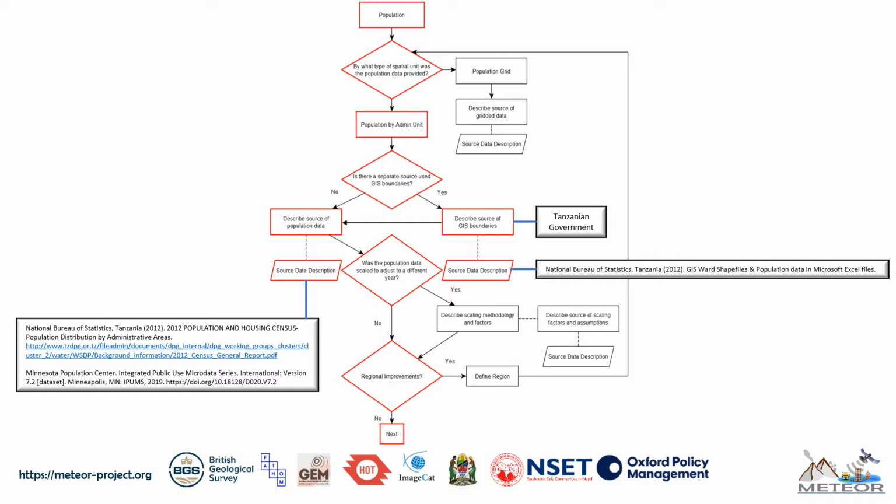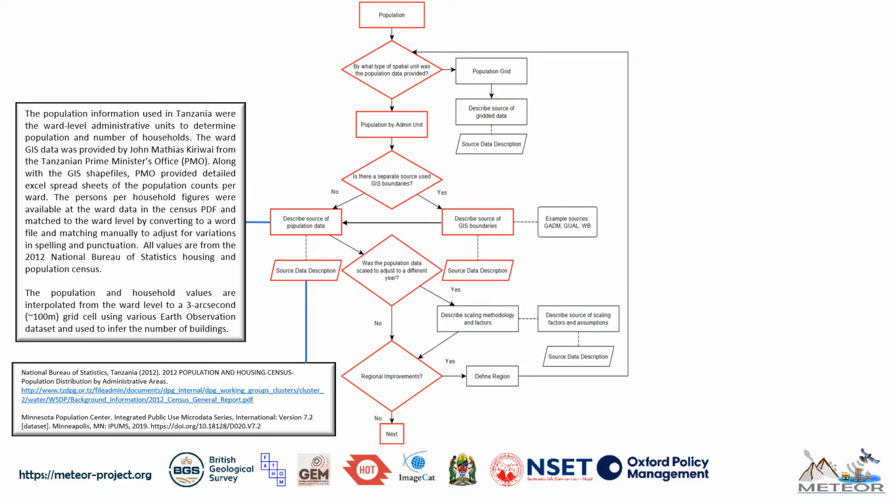Additionally, the Integrated Public Use Microdata Series, IPUMS, microcensus data contains a population estimate. However, IPUMS was used solely for determining building characteristics in Tanzania. As we follow along the flowchart, it illustrates the merging of the GIS data with the tabulated population data.